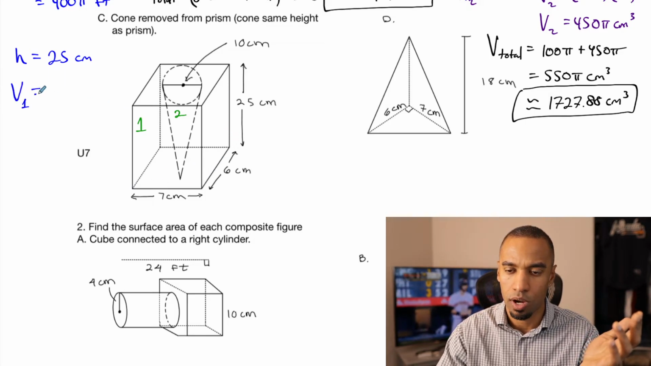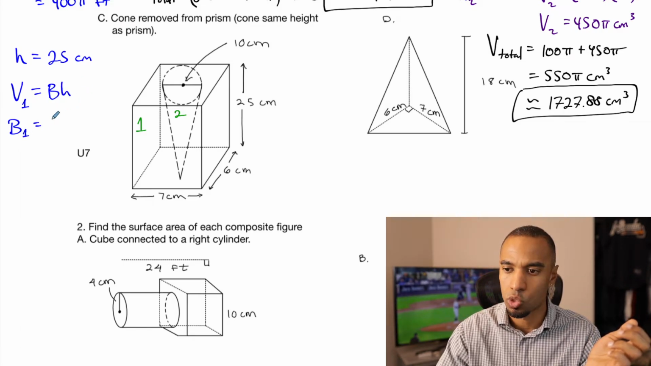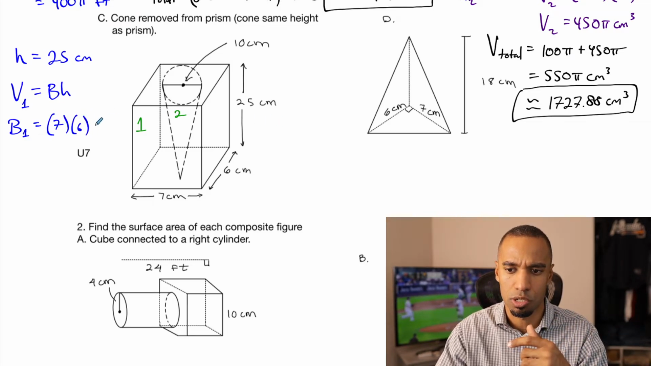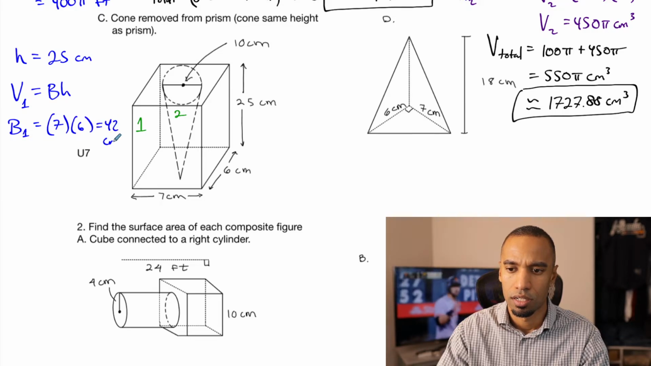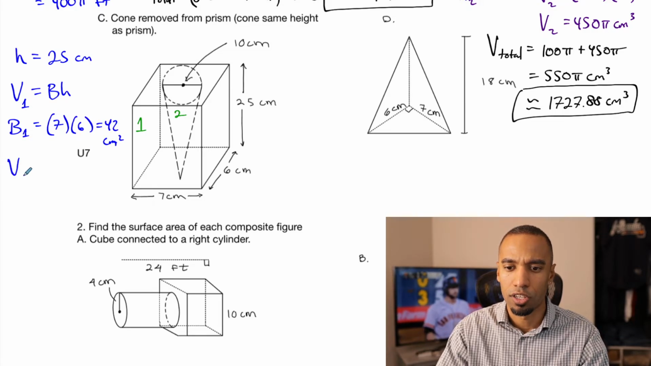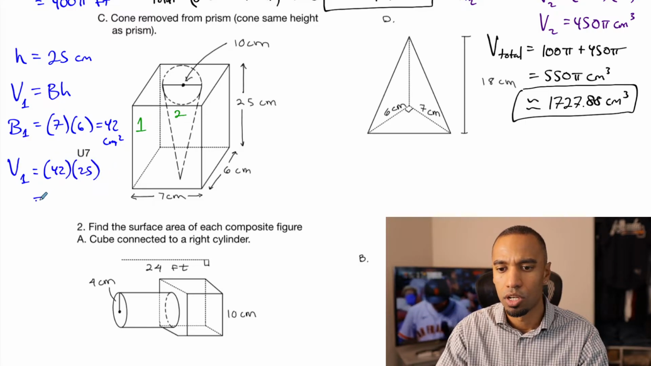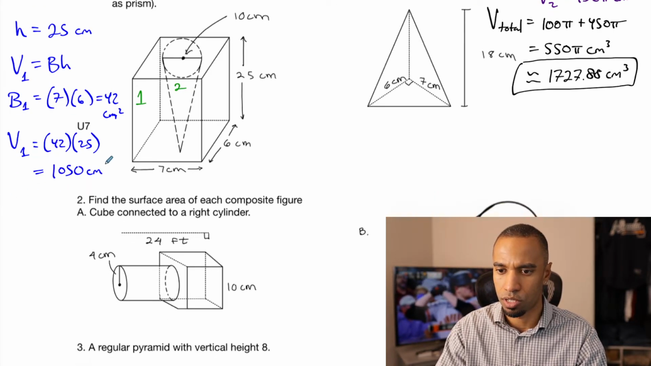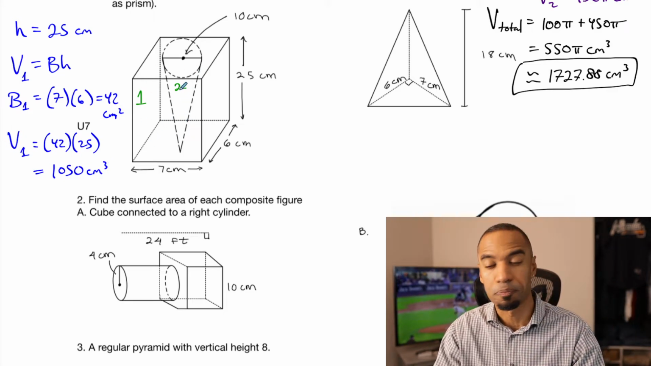So volume of object 1 is area of base times height. The area of base 1 is going to be 7 times 6. You could do it all as 1, 7 times 6 times 25, but this is just to break things down this way. It's 42. The height is, once again, 25. We already have that. Square centimeters. So the volume is going to be area of base 42 times height of 25, which is 1050 cubic centimeters. So there's the volume of object 1, the rectangular prism.